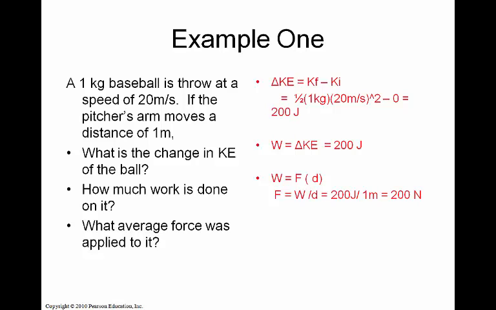The work kinetic energy theorem says that work is equal to this change. So it gained 200 joules of kinetic energy because you did 200 joules of work on it. Now, we know how much work was done on it, and we can use the work formula to find the force acting on it. Work equals F times D, so force is equal to 200 joules divided by 1 meter, which is 200 newtons.